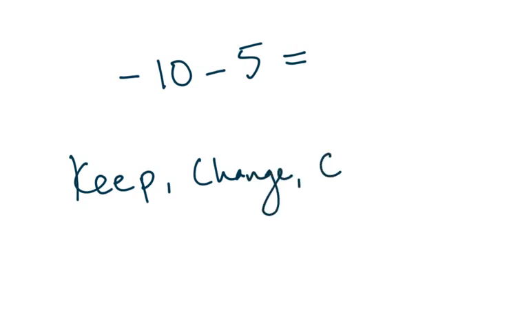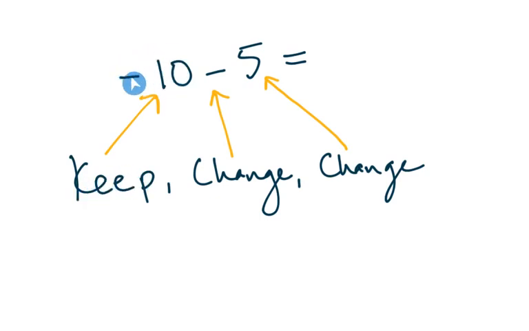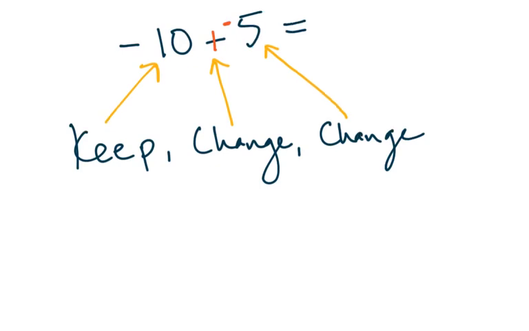Negative 10, subtract 5, keep, change, change. Keep this exactly the same, change the minus to a plus, and change the sign of the next number. This is positive, so I'm going to change it to a negative. And now we have negative 10 plus negative 5, and we know how to do those. We get negative 15. Same sign, add and keep.